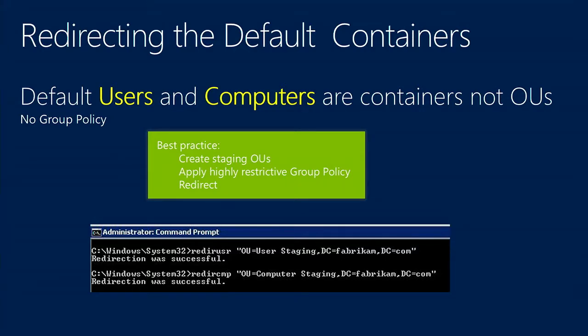So it's a best practice, I would say, to create a staging OU for both users and computers, redirect the default creation of users and computers to those staging OUs, and really lock down those OUs with very restrictive group policies. It basically forces your administrators who've created those without pre-staging the account in the appropriate OU to then move it to the appropriate OU.